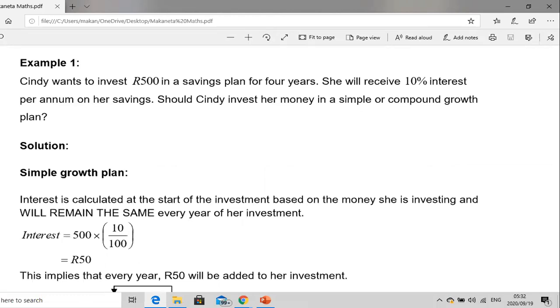So we have to now calculate what will be this interest that you'll get if we look at the simple interest rate as well as the compound interest. Now, there's quite a huge difference between the compound interest as well as the simple interest. Let's look at the two.